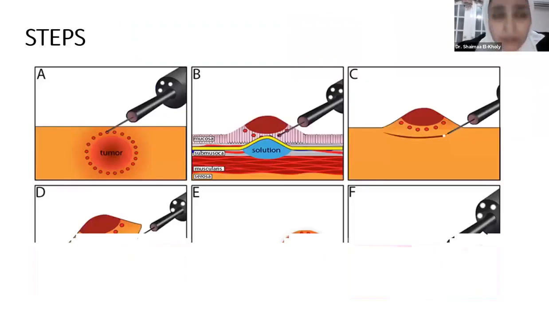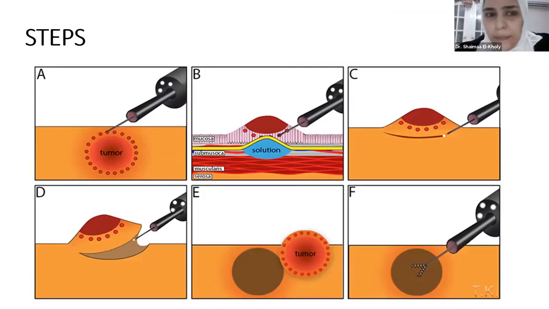So here are the steps of ESD. ESD is, as maybe most of you know, you localize your tumor. You start by marking the lesion, then submucosal injection. Then you do a circular incision outside the marking, and then you start dissecting below the lesion till you get your lesion en bloc. And this is the advantage of ESD.